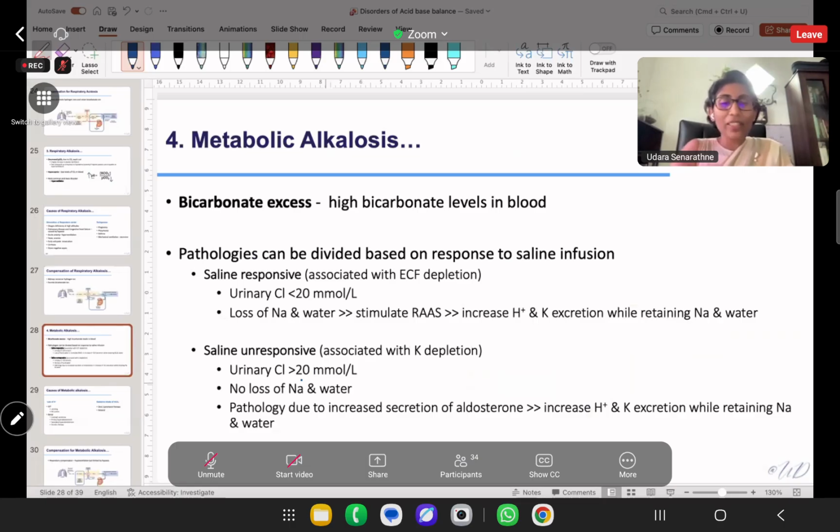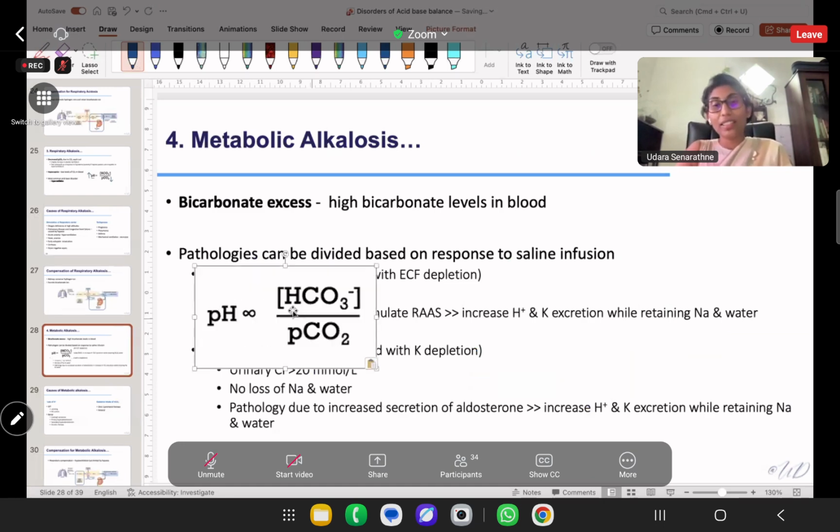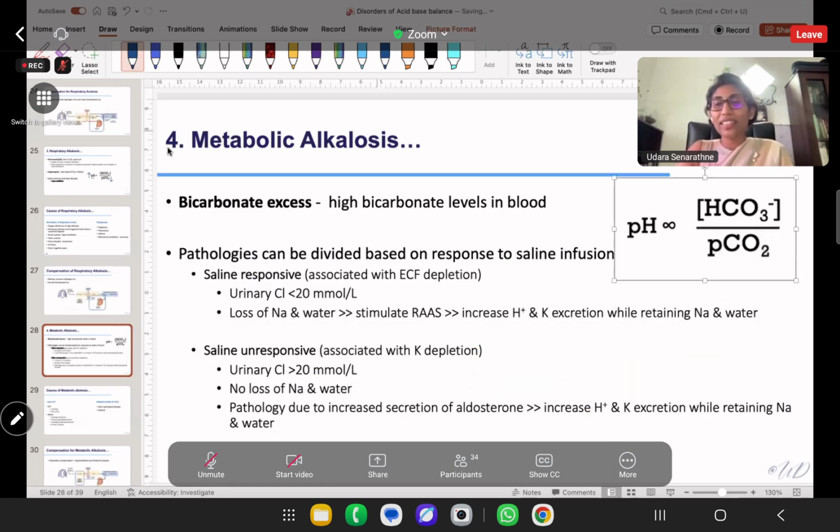Now, finally, metabolic alkalosis. So here, what is happening? If you have a metabolic component leading to alkalosis, you have more bicarbonate leading to increased pH, right? So here you have more bicarbonate leading to elevated pH, and the reasons can be divided based on this interesting test, which is called response to the saline infusion.